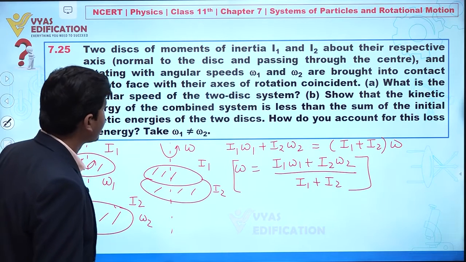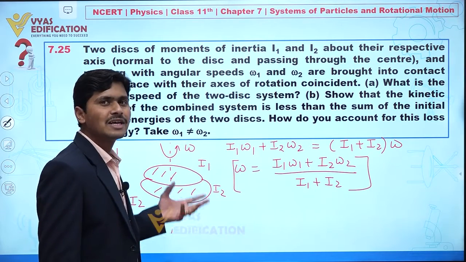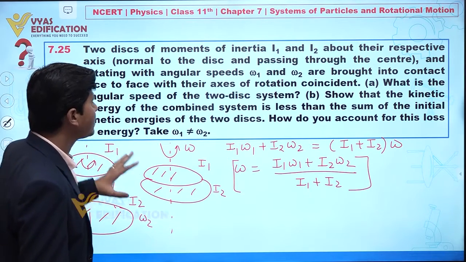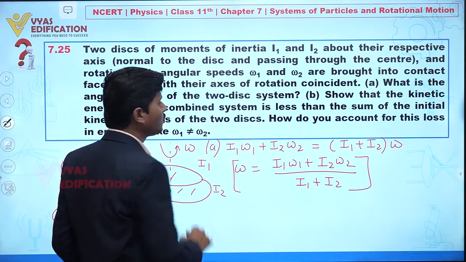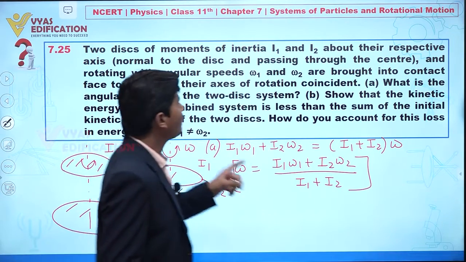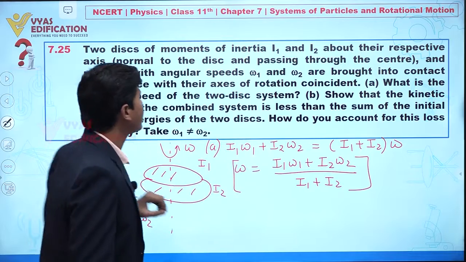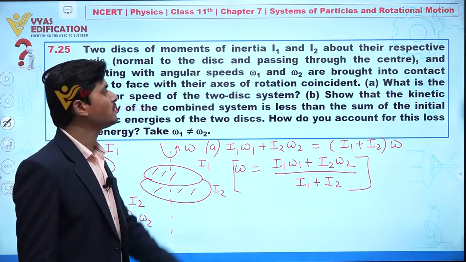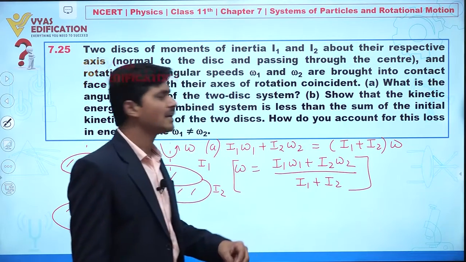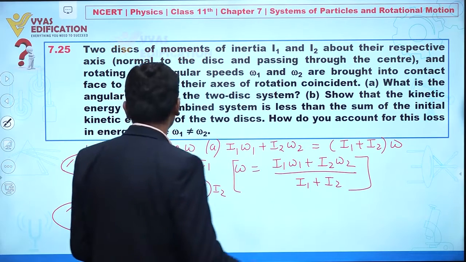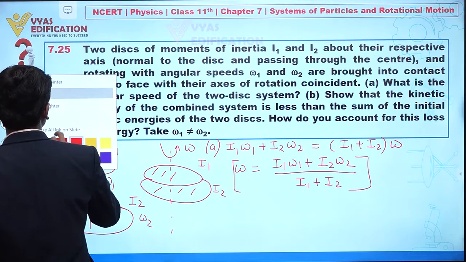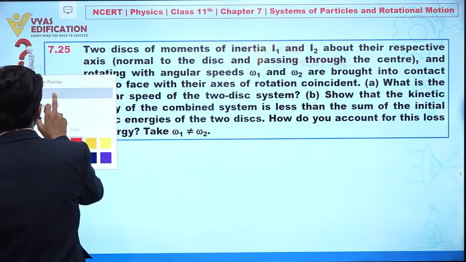This is part A, which I think is clear to you. Now if we talk about part B: show that the kinetic energy of the combined system is less than the sum of the initial kinetic energies of the two discs. So now we are going to solve part B.